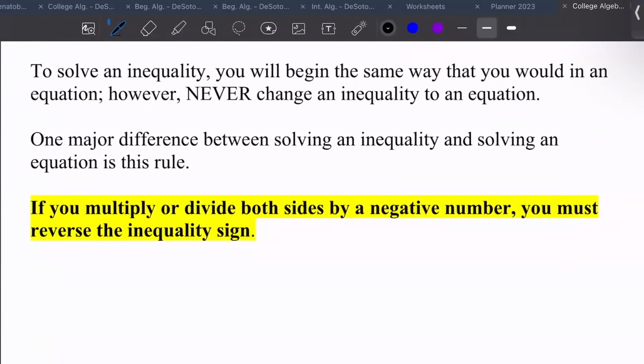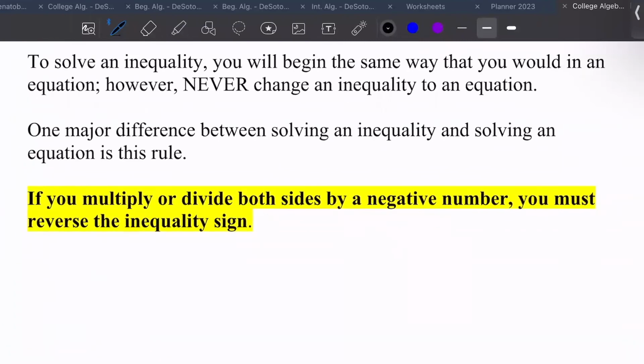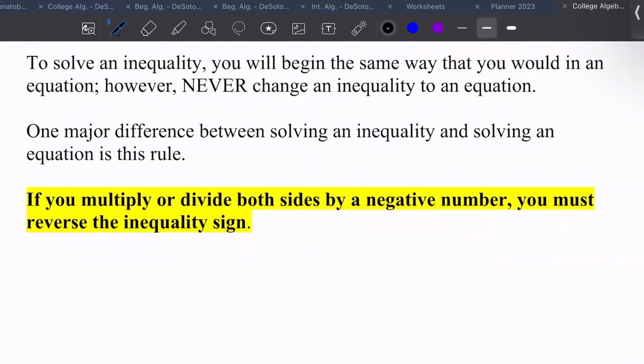So let's look at how to solve an inequality. Okay, to solve an inequality, you will begin the same way you would in an equation. However, never change an inequality to an equation. All right. So, meaning that the whole subtract things from both sides, divide, simplify, all of that stuff will remain true. The only difference is you're not going to just have a straight equal sign. You're going to have a less than or equal to, a greater than or equal to.